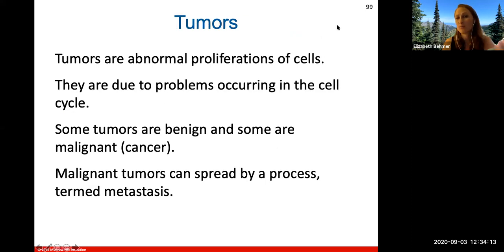Tumors are an abnormal proliferation of cells. They can be malignant or benign, which is non-cancerous. This uncontrollable proliferation of cells is due to problems occurring in the cell cycle. Malignant, cancerous tumors can spread by a process we call metastasis. If you hear of cancer metastasizing, that just means the tumors or those cells are spreading. Uncontrolled cell growth is cancer, and uncontrolled cell proliferation.